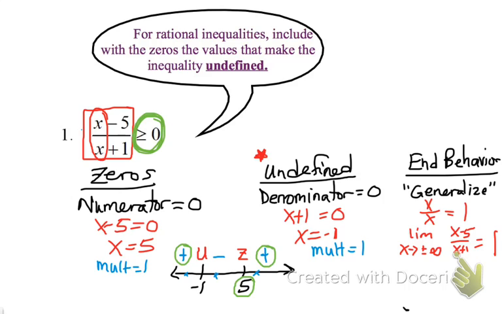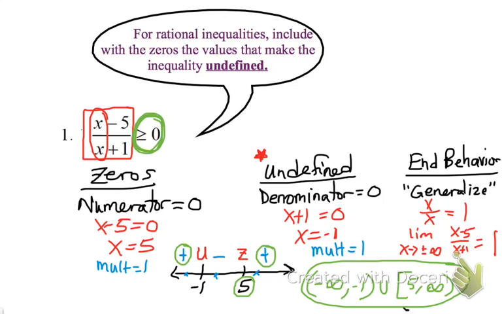So our final answer is going to be the union of the interval from negative infinity to negative 1, without including negative 1, and the interval from 5 to infinity, where we include 5. And that's the final answer based on the sign chart that we came up with.